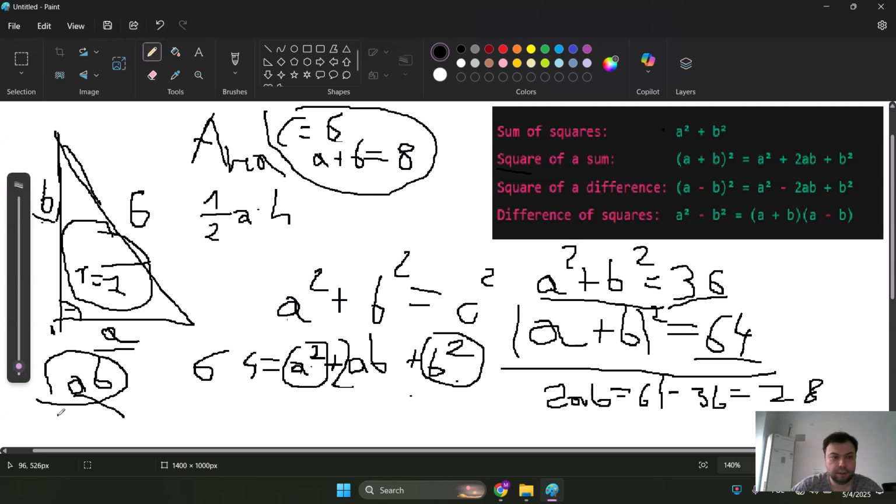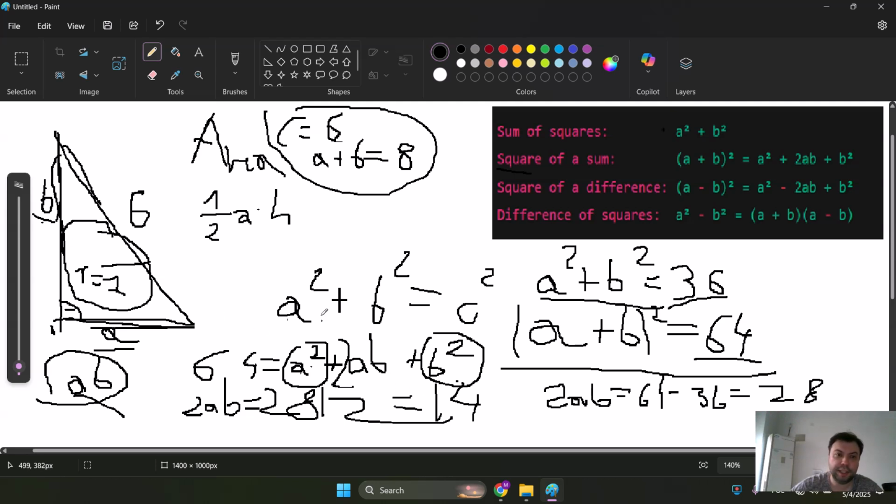Okay, so knowing that 2ab equals 28, we can divide it by 2. So we have ab equals 14. So now we know how much is a times b. Base times height equals 14, but the area is, as you can see it here, a half of base times height. So half of 14, divided by 2, is 7.